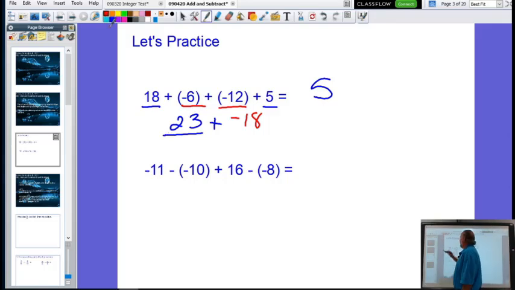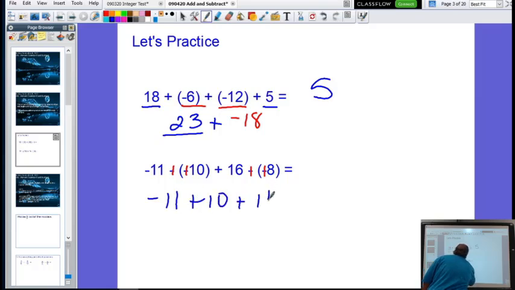Now, when you're dealing with the second question, hopefully you saw that there were some subtraction problems there. There was some minus parts. So our rule is change subtraction to addition, next number to its opposite. And then we come down here, we see another subtraction, change subtraction to addition, next number to its opposite. So now the problem really is -11 plus 10 plus 16 plus 8. And that's the real problem that we have.